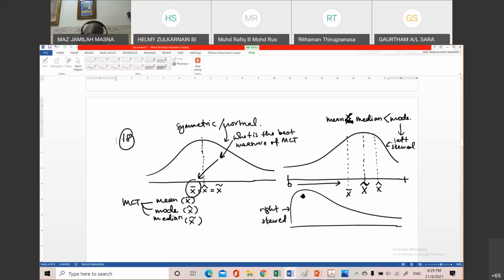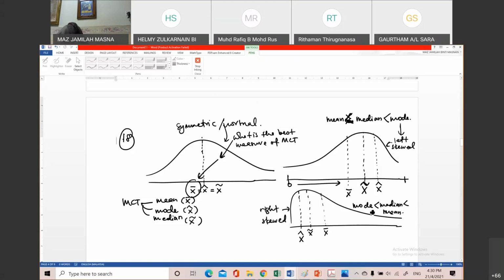For right skewed data, it will be reversed, but median is still at the middle. So you will have your mode, you will have your median, and you have your mean. So in this case, for right skewed data, the mode will always be smaller than the median, and the median will always be smaller than the mean. Okay, understand class? So that is what question number 18 is asking me.